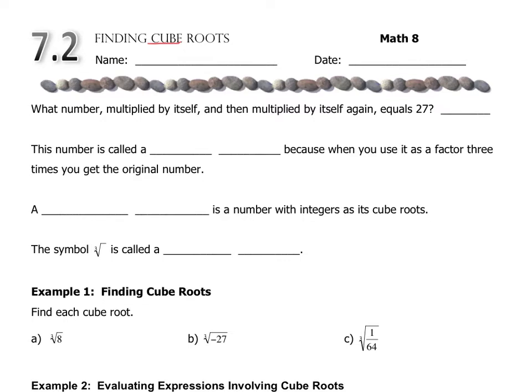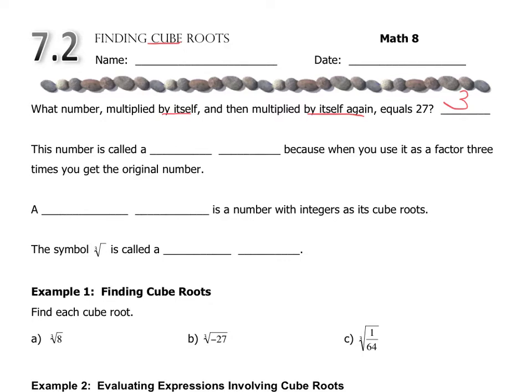When we're talking about cube roots, we're looking for a number multiplied by itself, then by itself again, that equals 27. So when we think about what that might be, we have the number 3. 3 times 3 is 9, times another 3 is 27. So again, we're looking for the cube of something, which means itself 3 times.